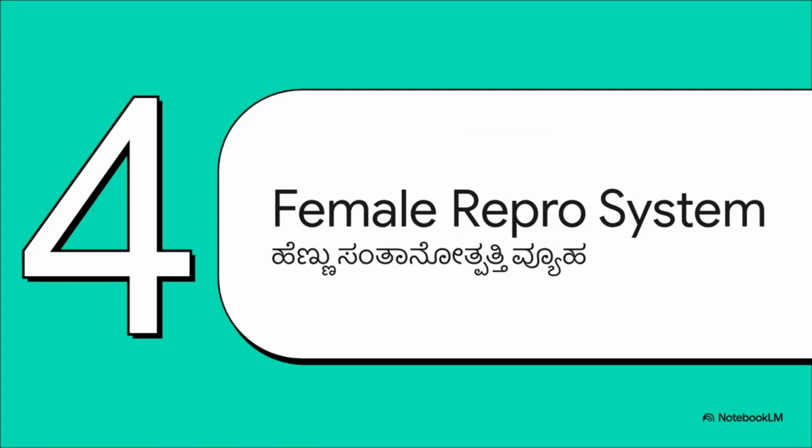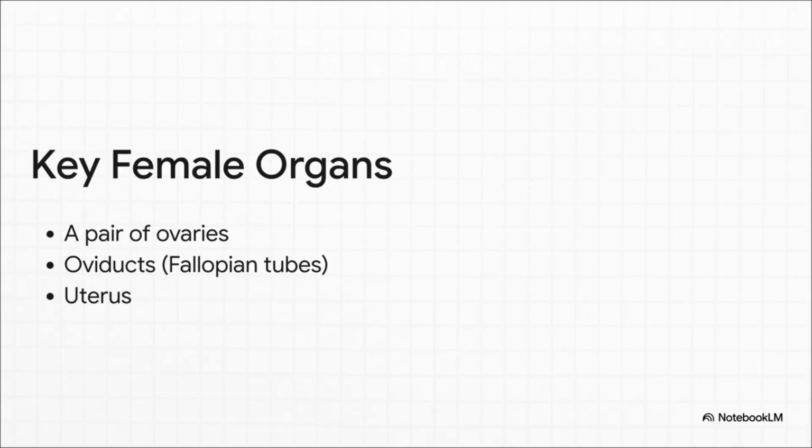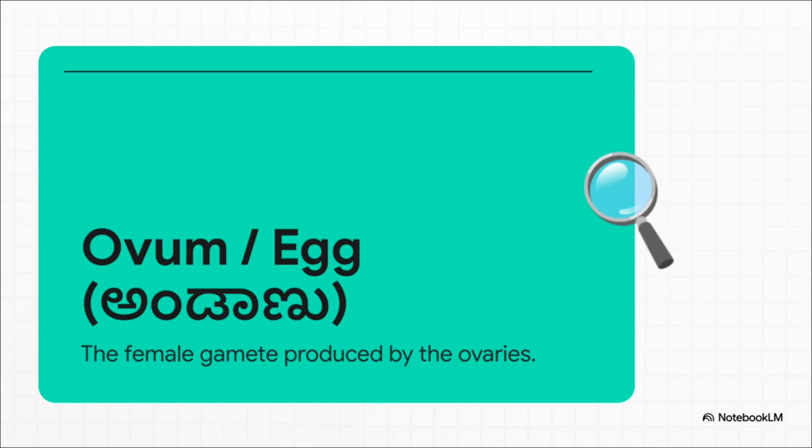All right, that covers one side of the equation. Now let's look at its counterpart, the system built to produce the female gamete and, ultimately, to nurture a new life. This is the female reproductive system, or henu santanotpadivyuha. And, much like the male system, the female system has its own set of essential organs. We're talking about a pair of ovaries, which produce the eggs, the oviducts, which you might know as fallopian tubes, that's where the magic happens, and the uterus, which is where a new life develops. So, the ovaries are the factories for the female gamete. This is called the ovum, but we all just call it the egg. In Kannada, that's andanu. This is the target that those millions of sperm are racing to find.